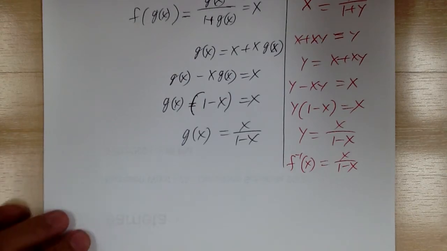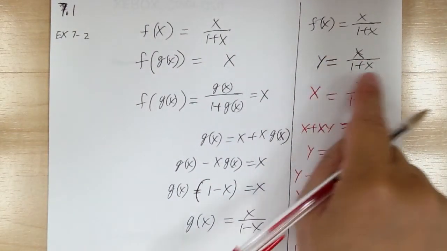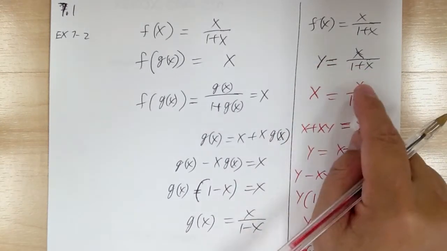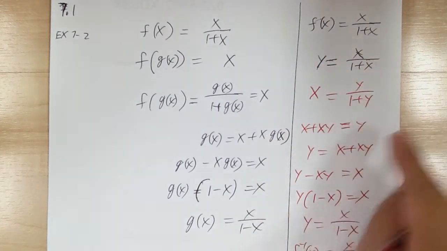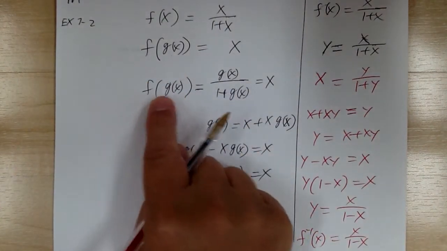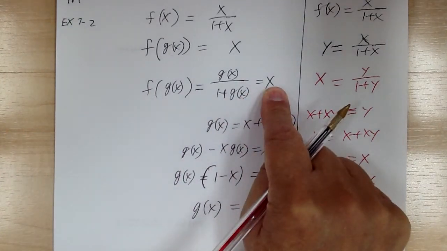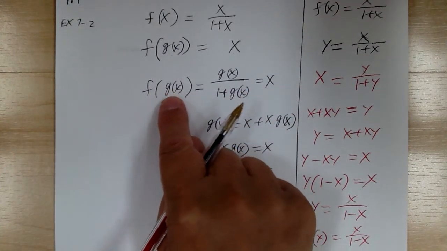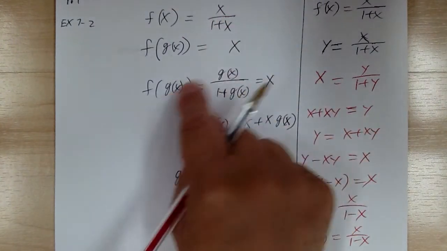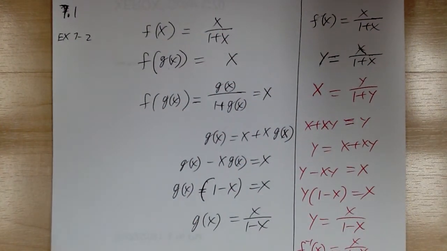Okay, so again, you can do it two ways, right? One is by exchanging, switching x and y. y becomes x, x becomes y. Then after you solve that, another way is by using the function of the inverse function equal to x, and you just substitute the g of x into that original function, and you solve for g of x. Okay, so again, this is how you find the inverse function.